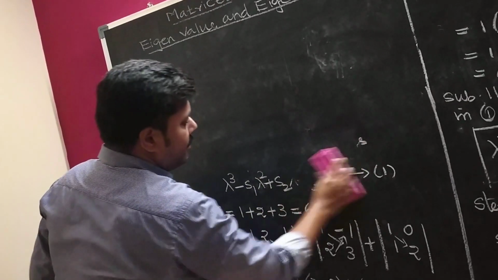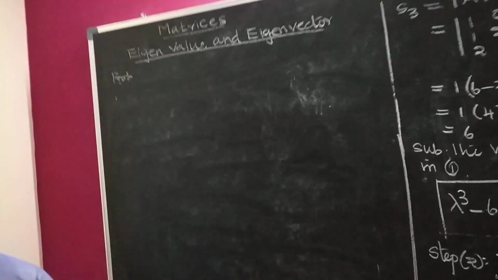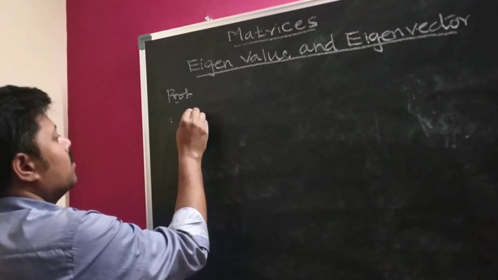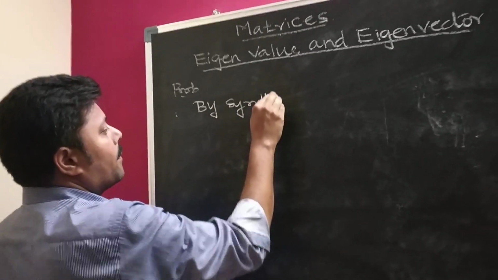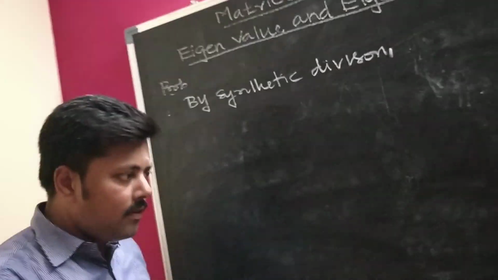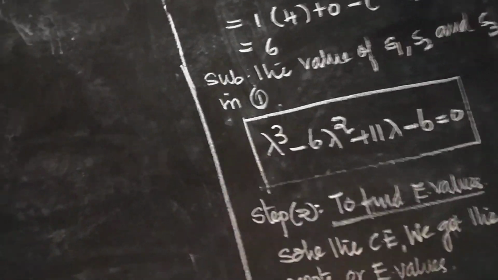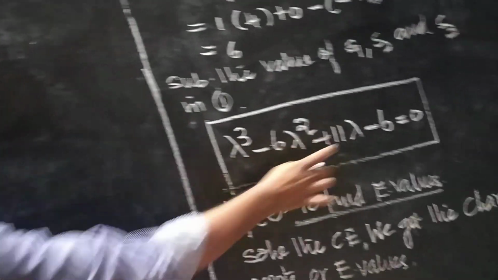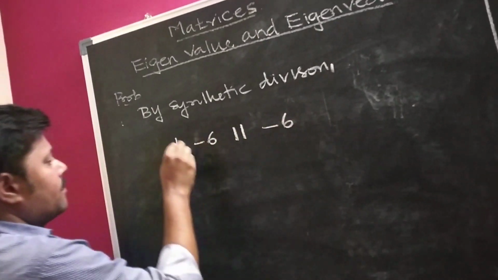So how to solve by synthetic division? Step number 2, solve by synthetic division. Write down the coefficients of the characteristic equation. What is the characteristic equation? What is the coefficient of lambda cube? 1. Lambda square coefficient minus 6. Lambda coefficient 11. Constant is minus 6.